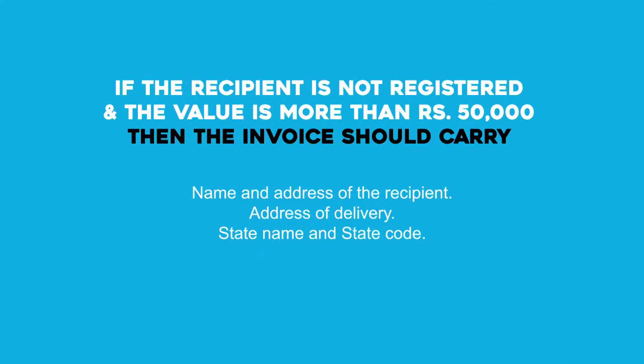If the recipient has not registered and the value is more than 50,000, then the invoice should carry the name and address of the recipient, address of delivery, state name and state code.